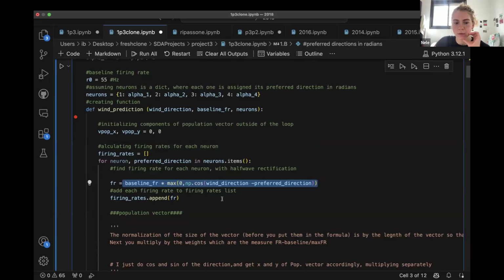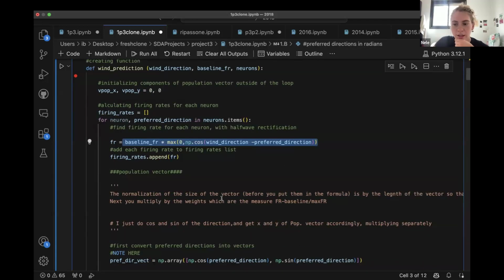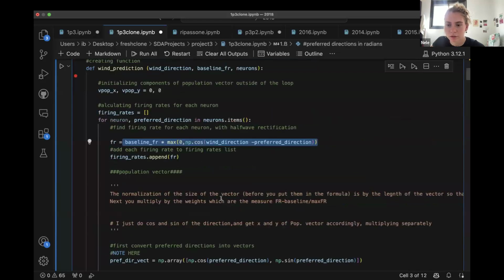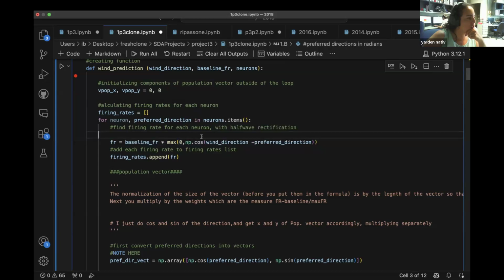For calculating the population vector, can we also just use np.dot with the firing rate and the vector? Yes. Defined? Yes. Oh, yeah, okay. Yes. Okay.